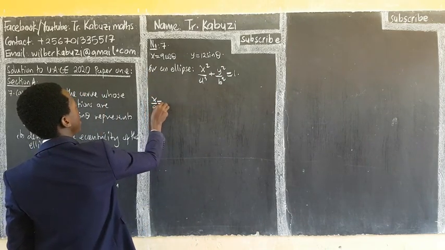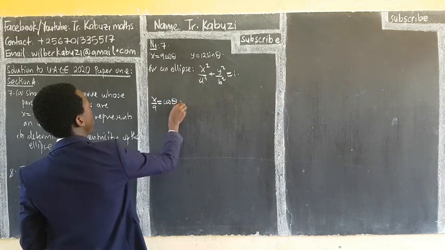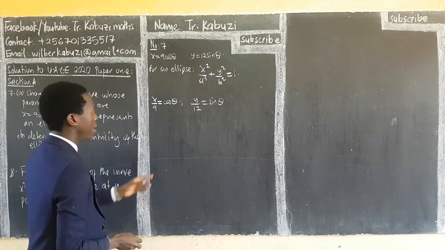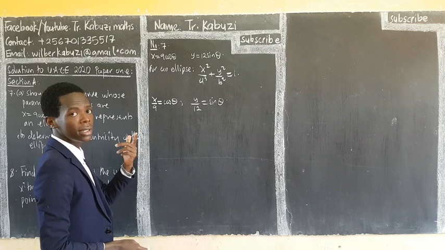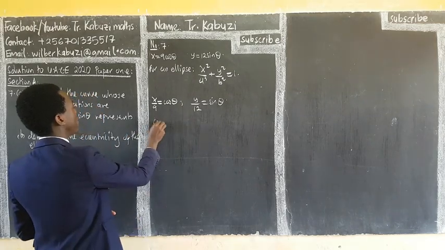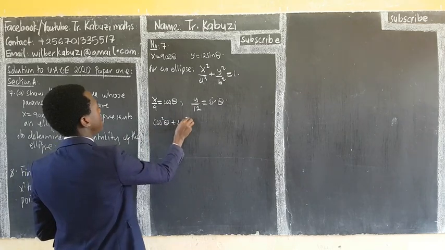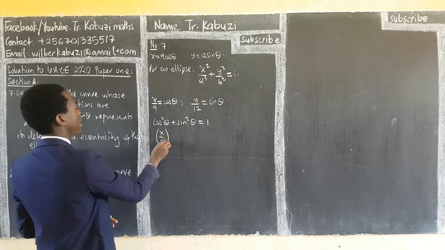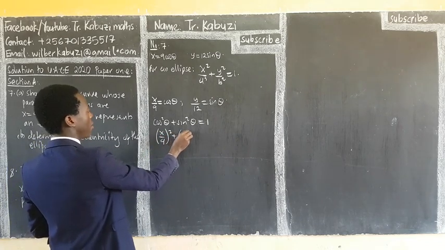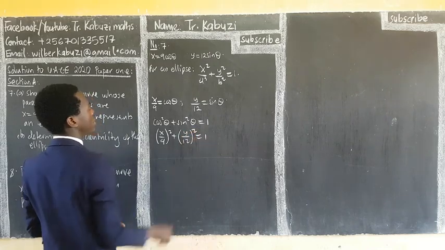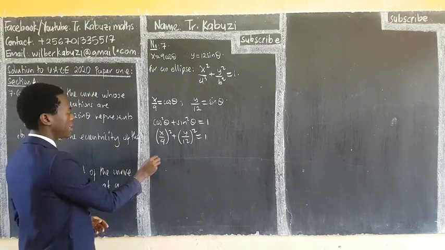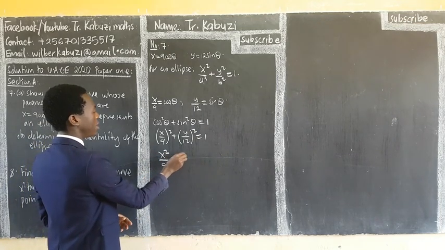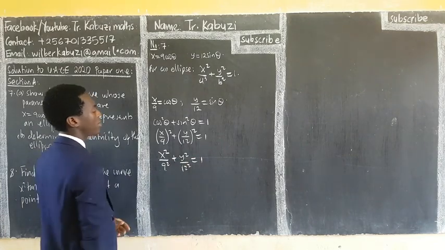My x over 9 is equal to cos theta, and then y over 12 is equal to sine theta. But you know that there is an equation that relates these two. This is from cos squared theta plus sine squared theta equal to 1. Then here we shall be having (x over 9) squared plus (y over 12) squared equal to 1. So this is going to be x squared over 9 squared plus y squared over 12 squared equal to 1.